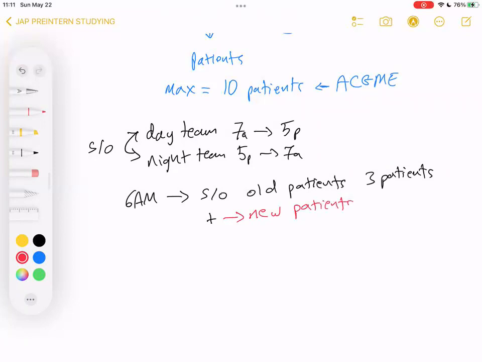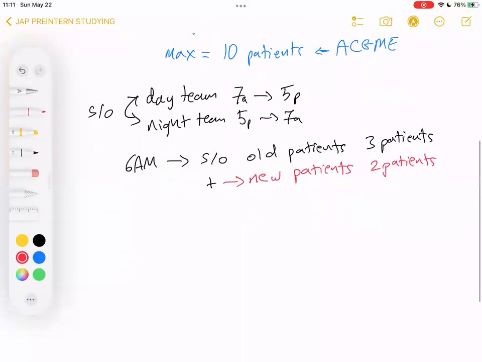These new patients are the patients who were admitted overnight that the overnight team took care of. Now it's your responsibility, and they're transitioning the care to you. So they're going to give you a full sign out about what happened to the patient and what the problem is. Let's say you receive 2 new patients. Now you have a total of 5 patients to take care of.